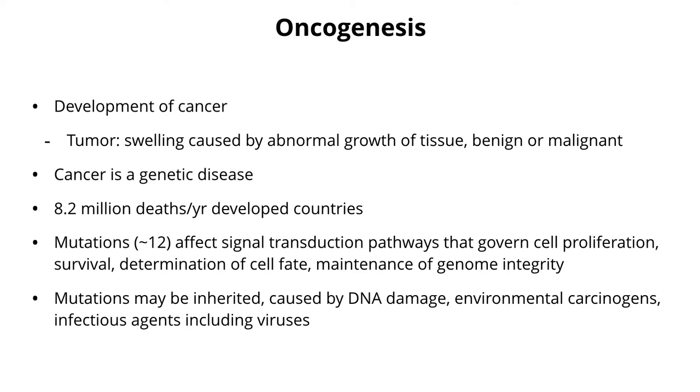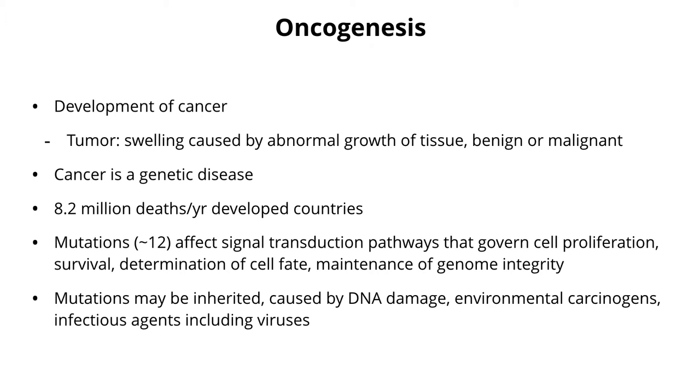Now, that's transformation. Oncogenesis is something different. Oncogenesis is the development of cancer. And we often think of cancer as a tumor, which is a swelling caused by abnormal growth of tissue. So in a tumor, the cells keep dividing uncontrollably. They're transformed, but they're more than transformed as well. And a tumor, of course, can be benign. It can remain restricted, or it can be malignant. It can move elsewhere in the organism. Cancer is a genetic disease. It's caused by alterations in the genome, and over 8 million people die every year in developed countries of cancer, a leading cause of death.